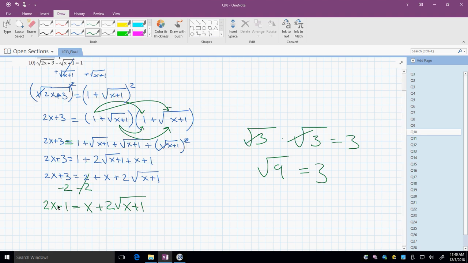No, yeah, you're right. I did a negative 1. It should be a plus 1. Thank you. Now I'm going to move the x to the other side. I'm going to combine it with the 2x. So negative x, this cancels. Now I have x plus 1 equals 2 square root of x plus 1.